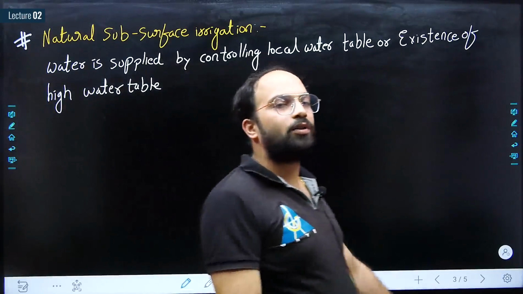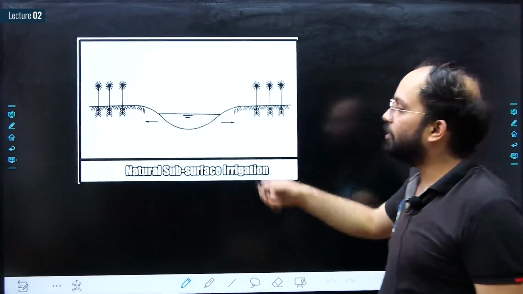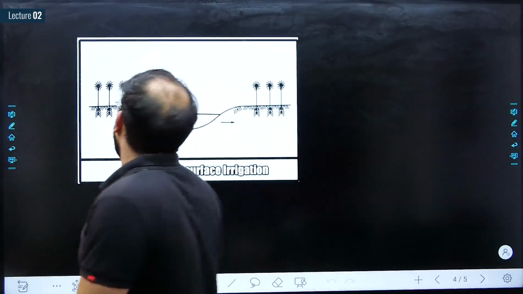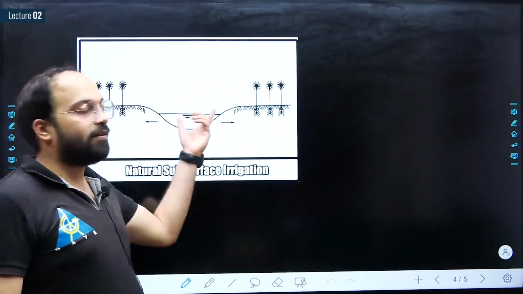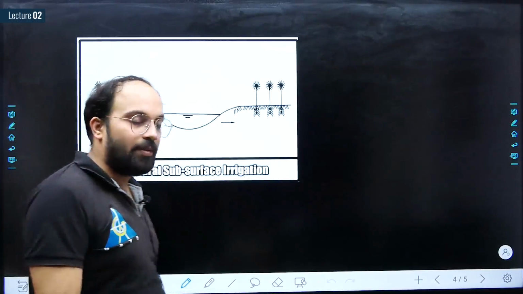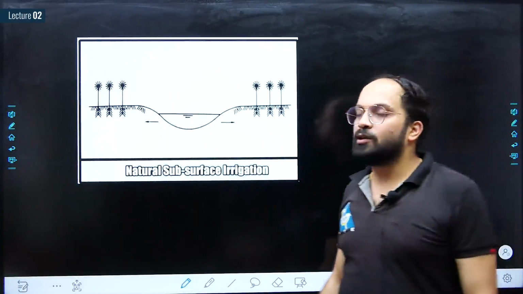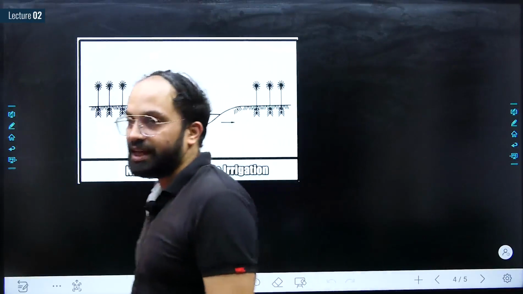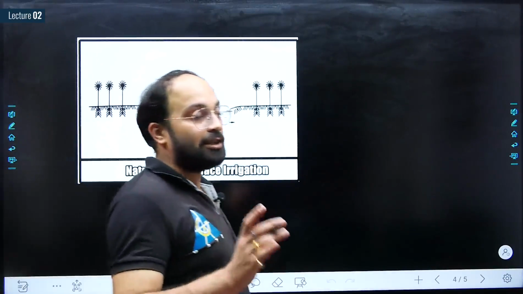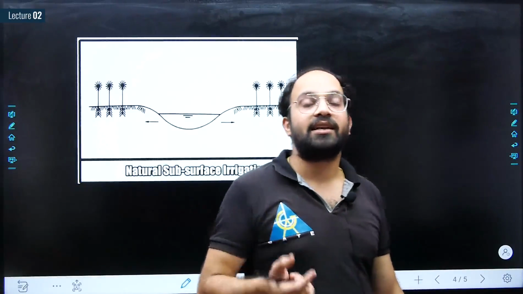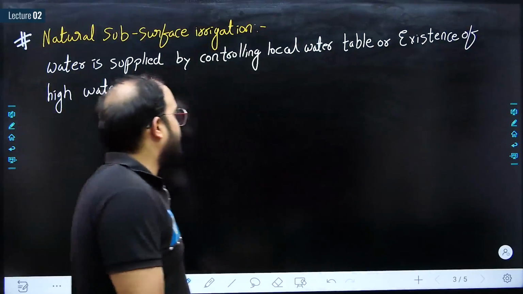So how is this possible, sir? This can be possible like this. We have a pond nearby to our farm. So this pond will increase the water table of my nearby area. Now, sir, is it possible to do this type of irrigation all over the year? In some places it is possible, but in some places it is not possible.